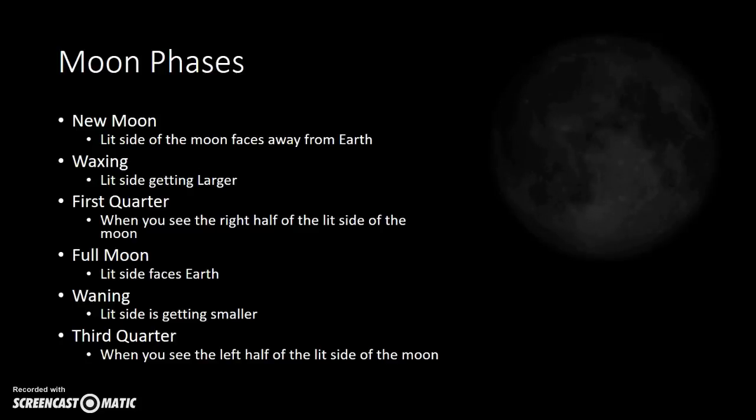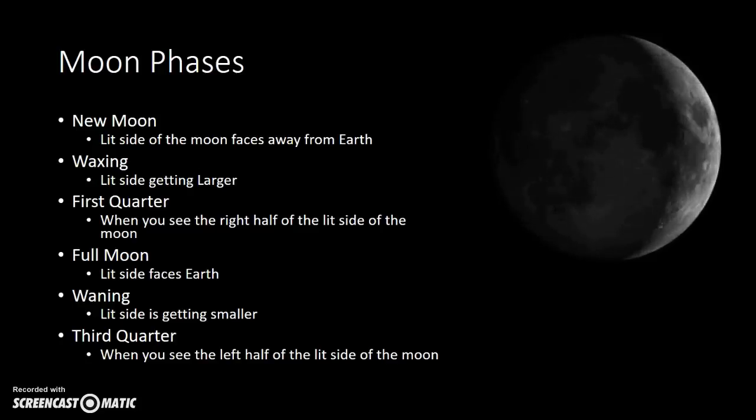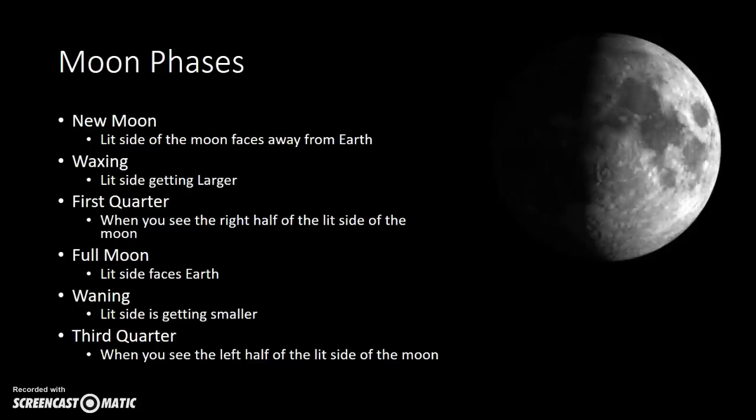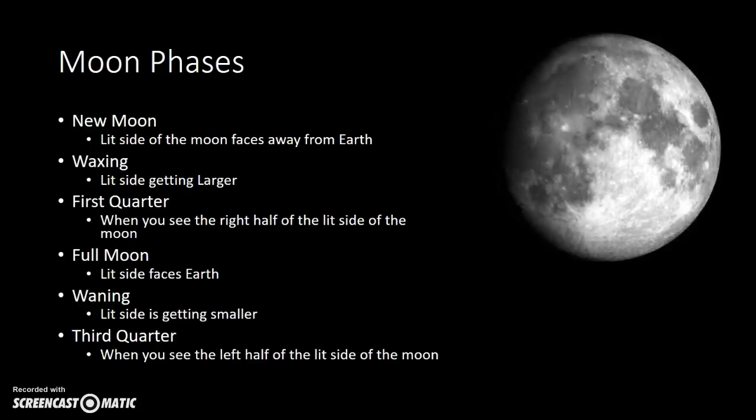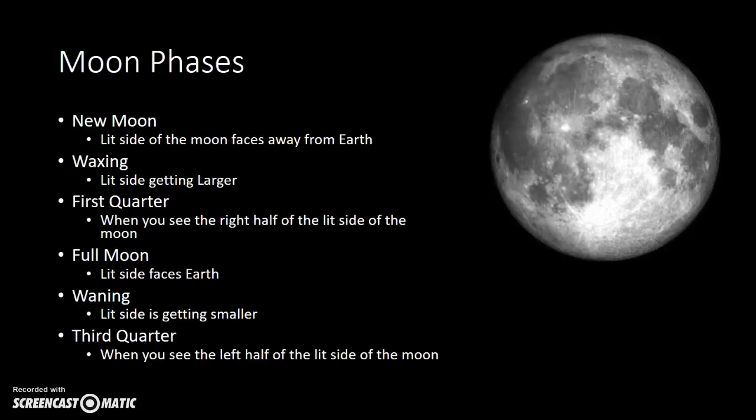So basically, we have 6 different moon phases. We have the new moon, which just popped up on the screen there. That's where the lit side of the moon faces away from the Earth, and you either cannot see the moon or you can barely see it. Then we have the waxing phase, where the lit side is getting larger. That also just went by. We have the first quarter, where the right half of the lit side of the moon, you can see that.